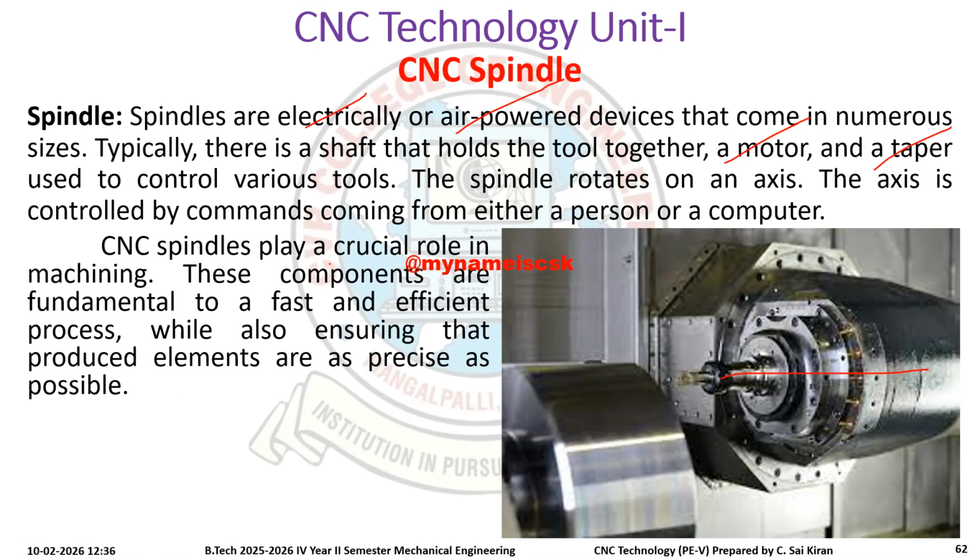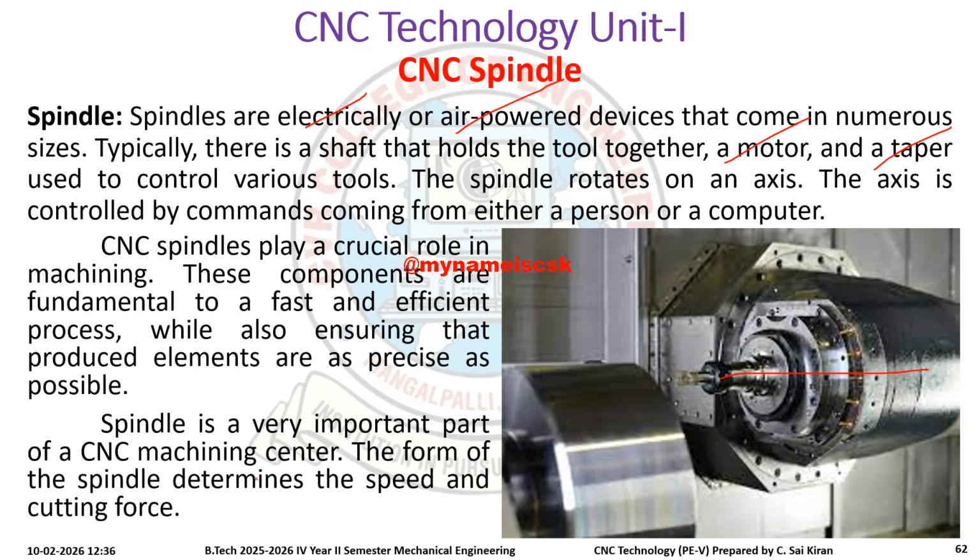CNC spindles play a crucial role in machining. These components are fundamental to a fast and efficient process, while also ensuring that the produced elements are as precise as possible. So we have to make sure that it is as precise as possible, and it is a very important part. Spindle is a very important part. In the machining center, the form of the spindle determines the speed. The shape of the spindle will determine the speed and cutting force of the machine.